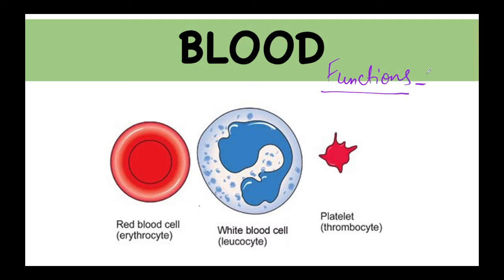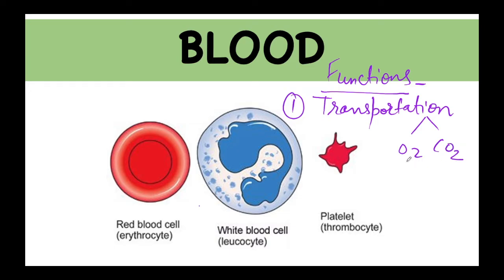The main functions which it performs are: number one, transportation. It transports various gases like oxygen and carbon dioxide. This is essential for the exchange of respiratory gases. Number two, it has WBCs, white blood corpuscles or white blood cells, which are known as the soldiers of our body. So they perform a defensive function. Number three, it regulates body temperature also.